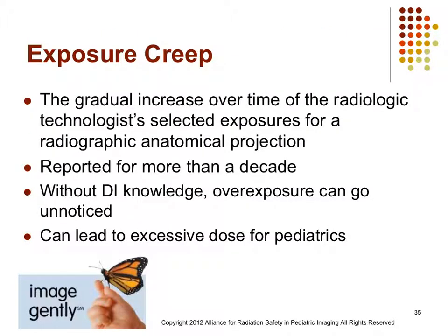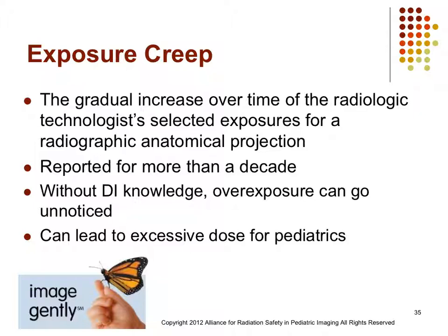So the term exposure creep refers to the gradual increase in our techniques over time for a given projection. If you study this, you could just look at chest x-rays, or you could just look at knees, or anything that you select, and you can look at how those techniques are being adjusted over time. Exposure creep is a real thing. It's been reported for more than a decade to occur, and you think about how long digital radiography practices have been out there. That's something that really needs to be noted.